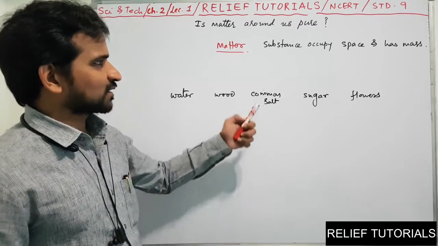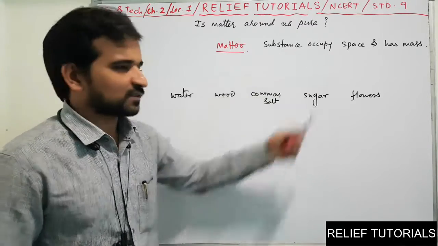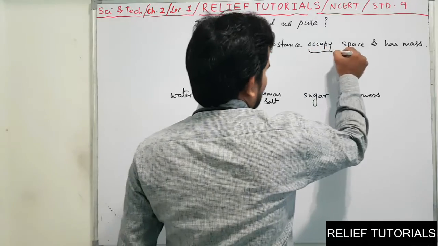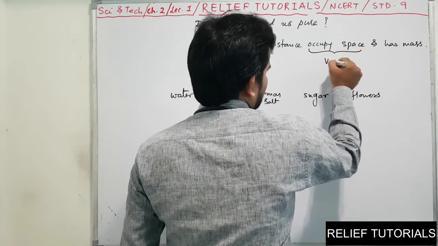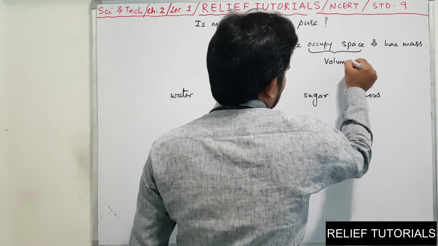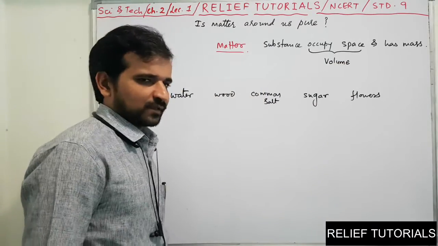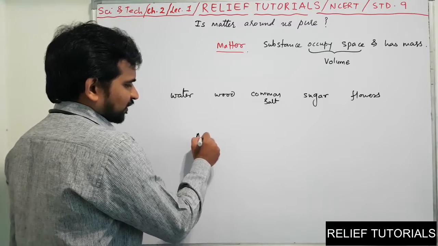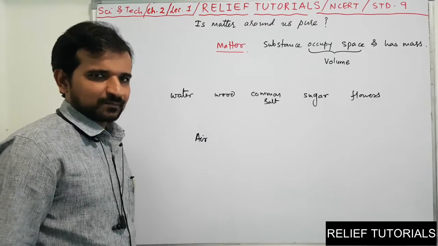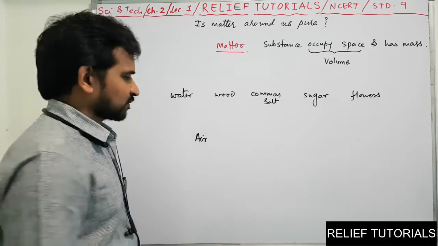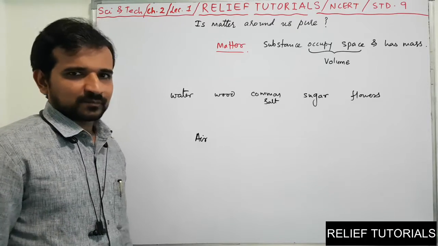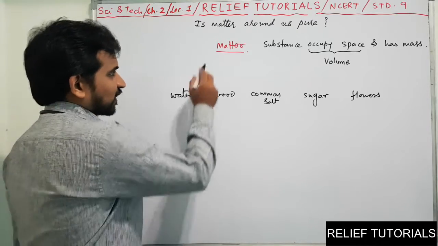But the scientific definition is the substance which occupies space. Occupies space means having volume and also having some mass. Even air, which we cannot see directly, but the air is present around us, which is made up of some gases, is also one type of matter.